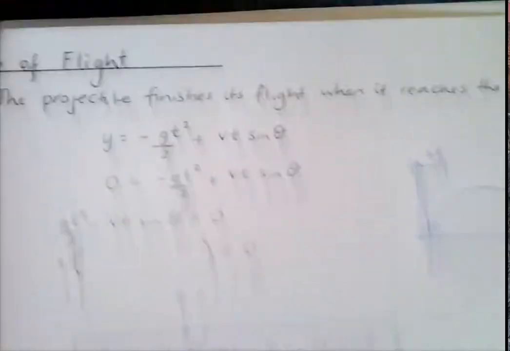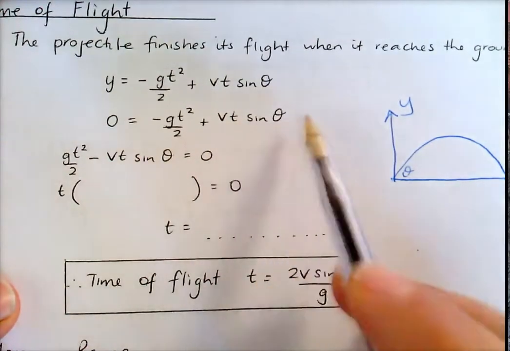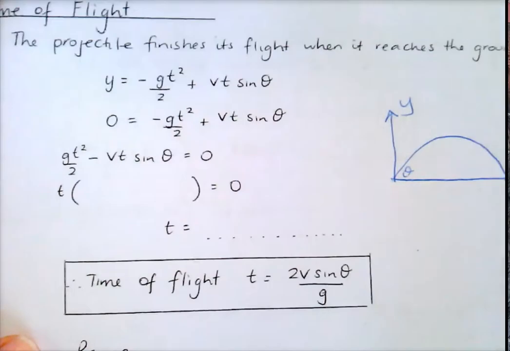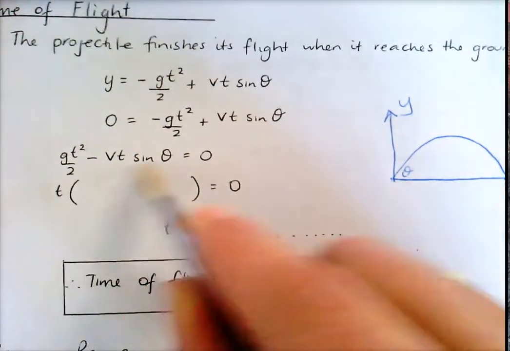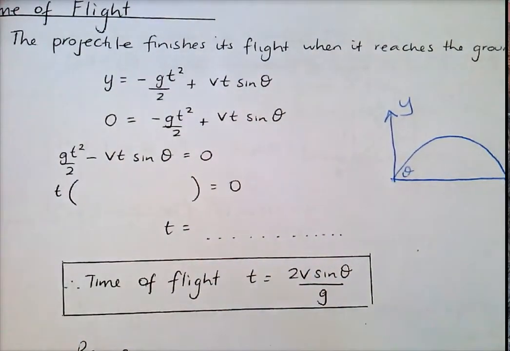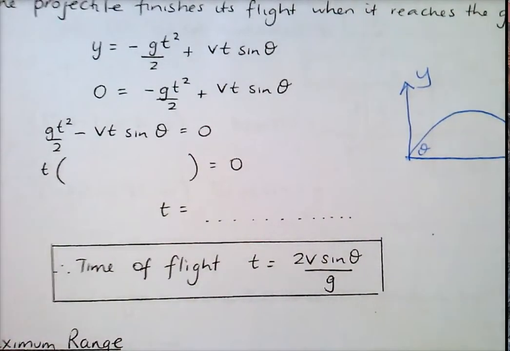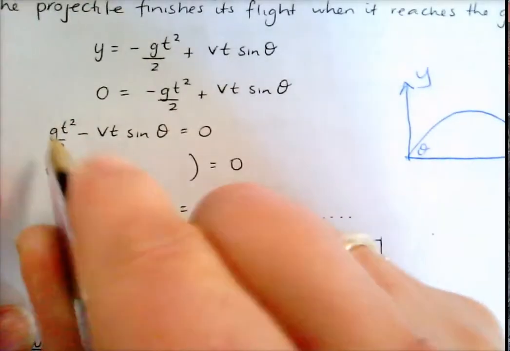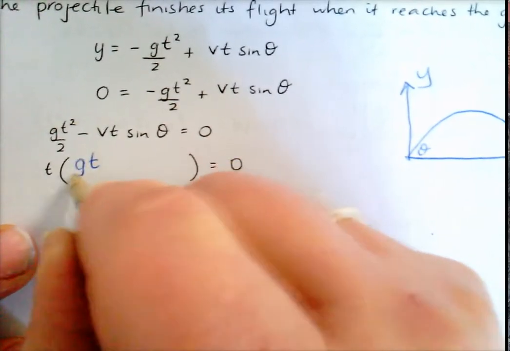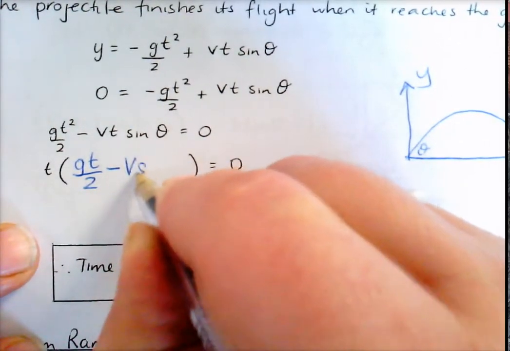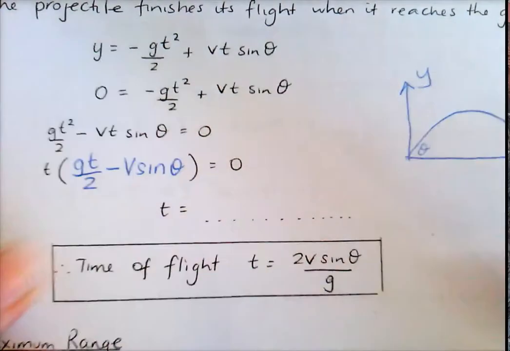So let's do that. We've got 0 equals negative gt squared on 2 plus vt sine theta. Taking everything over to the left because we don't like to have negative t squareds, we get gt squared on 2 minus vt sine theta equals 0. Because it's a quadratic, you have to factorize it. That is the only way you solve a quadratic equation like this. So taking t out as a common factor, what do I get? t times gt on 2 minus v sine theta equals 0.